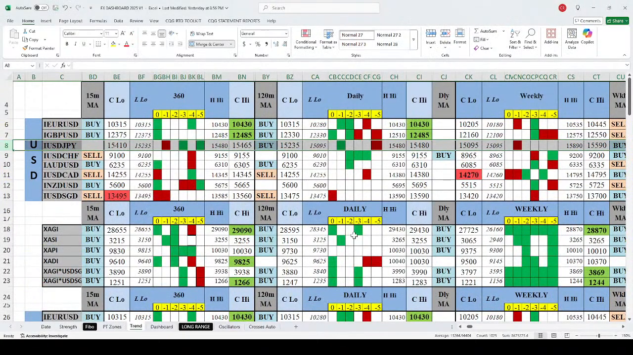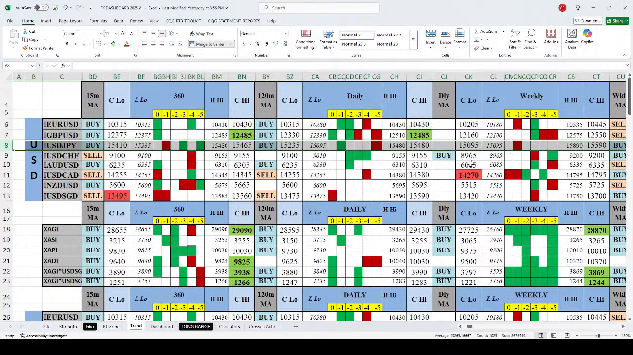The next one we are looking at is dollar yen. The 360 hourly says flat with the downside view, and the range we are looking at is 154.10 to 154.65. Then daily we are looking at flat with an upside view, and weekly is flat with the downside view again.